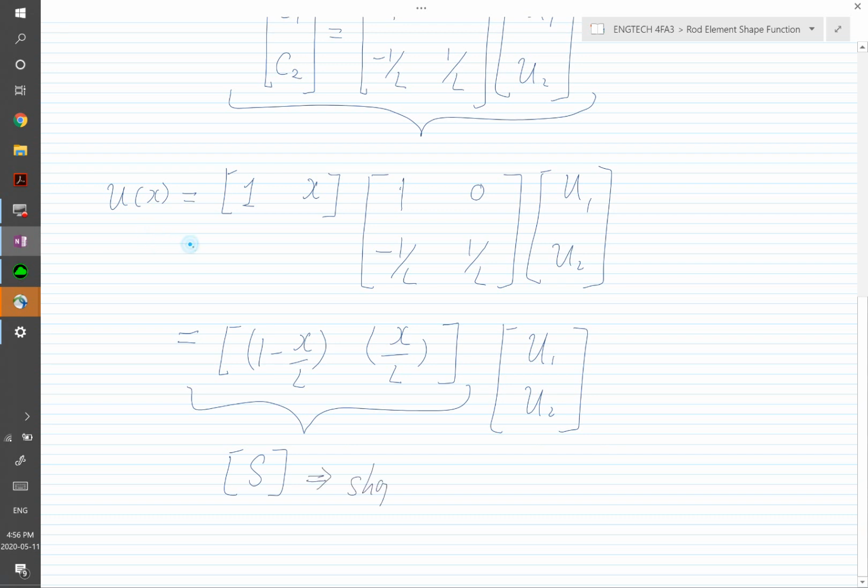which is the shape function for one-dimensional elements with two nodes. So why is the shape function so important? You will learn that in the next videos.